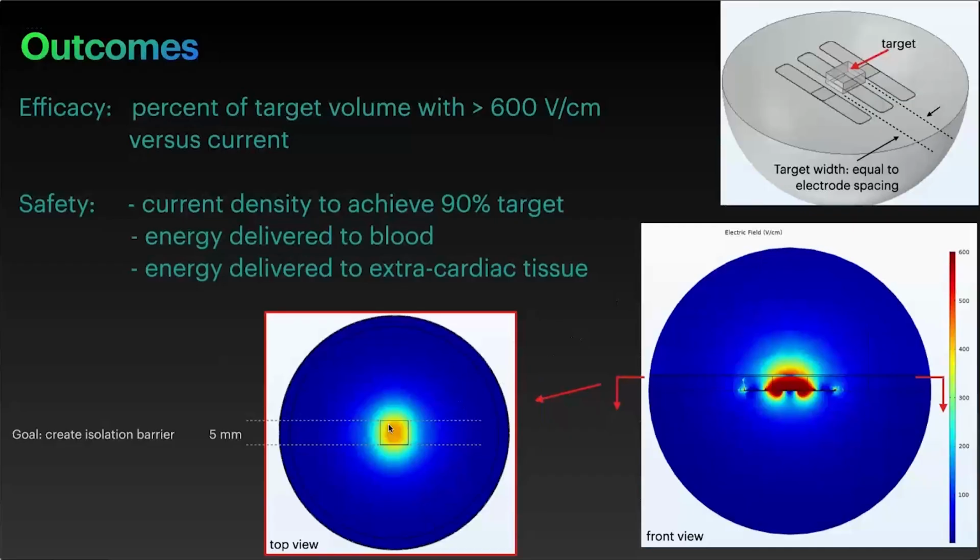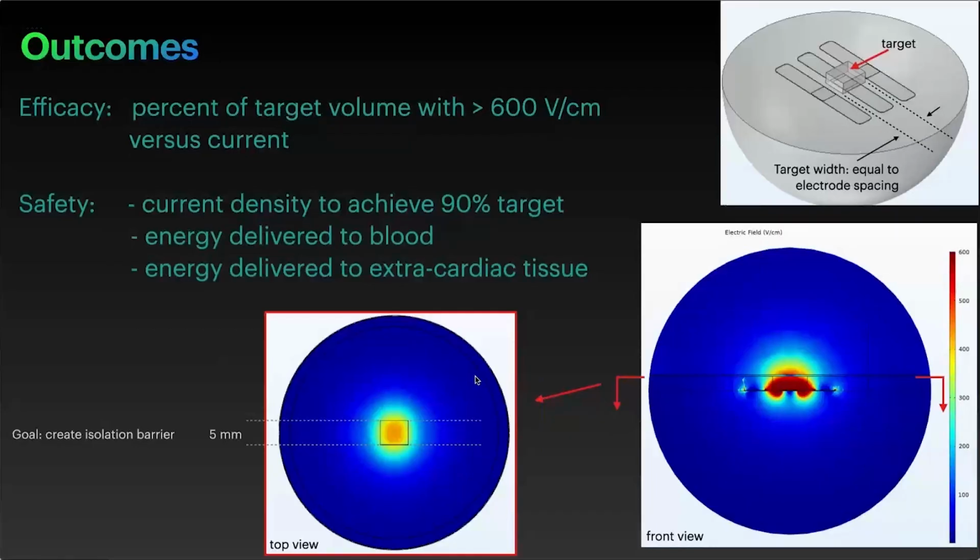In any case, we're only looking at one target, but you can imagine if we're stimulating on each electrode in turn, we would create an isolation barrier here that is 5 millimeters wide. So it's enough for now to just look at one target right here, one box volume there.